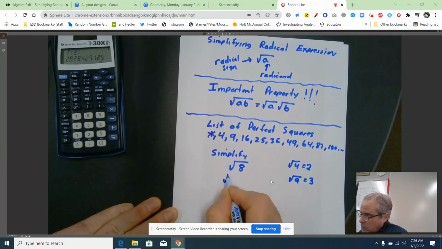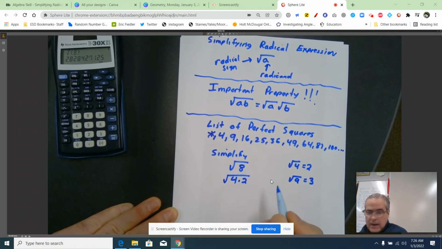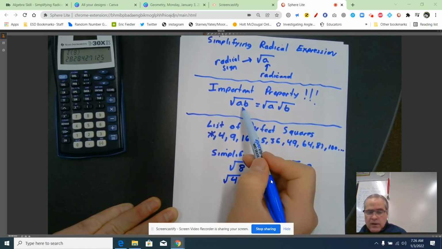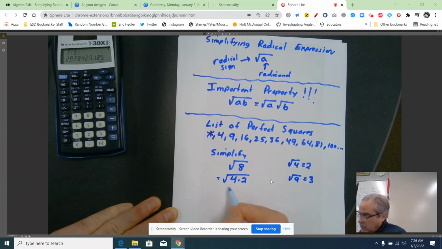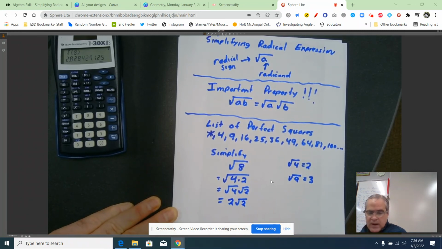So I'm going to rewrite the square root of 8 as the square root of 4 times 2. Now I'm going to go back up and use this property. If I have the square root of a times b, I can break it apart. So I'm going to break this apart into the square root of 4 times the square root of 2. And the square root of 4, 2 times 2 is 4, is 2. So it's 2 times the square root of 2. And that's your simplified answer because there are no perfect squares that go into 2.